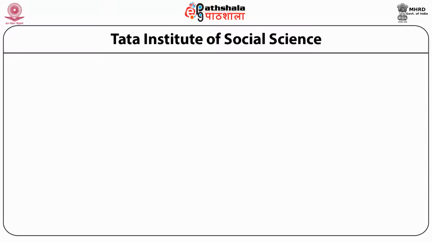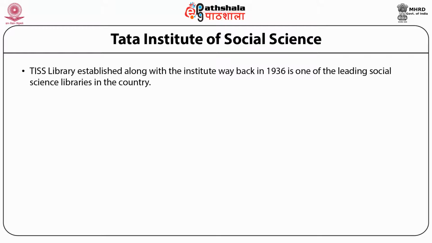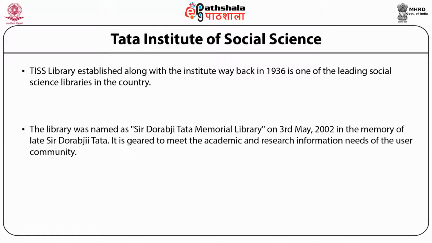Tata Institute of Social Science. Tata Institute of Social Science Library, established along with the institute way back in 1936, is one of the leading social science libraries in the country. The library was named as Sir Dorabji Tata Memorial Library on 3rd May 2002 in the memory of late Sir Dorabji Tata. It is geared to meet the academic and research information needs of the user community.